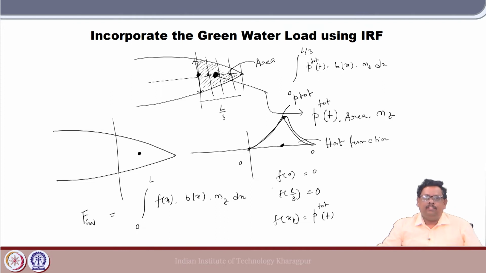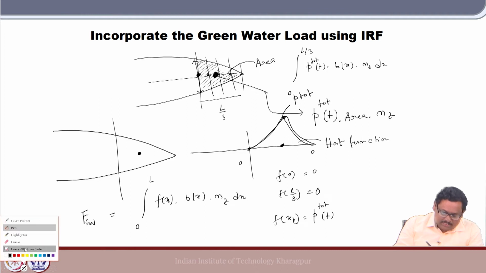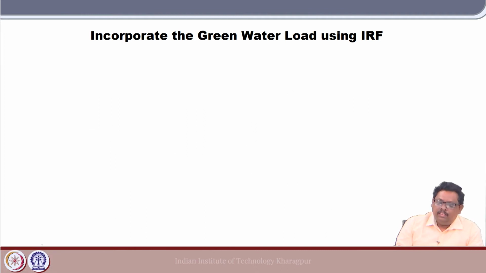That is the nature of the curve. Okay. And then you can approximate some kind of function f(x), and again you can do this for green water loading. So, that is how you can approximate the green water load. So, this is one. Now, how can you incorporate this into the IRF based solution?